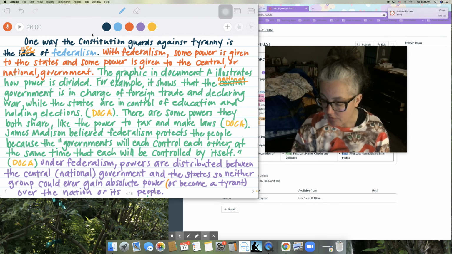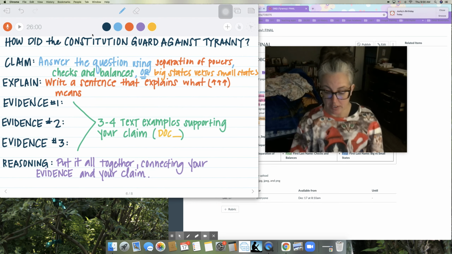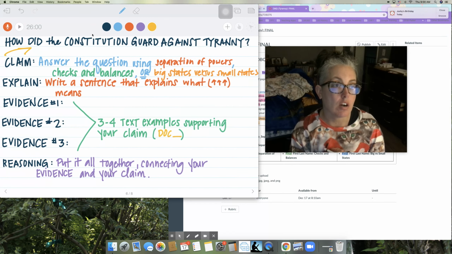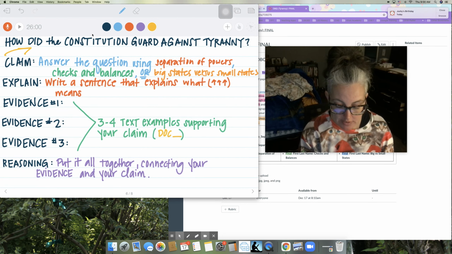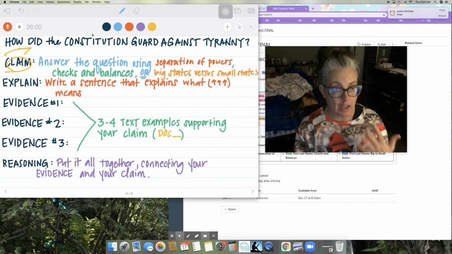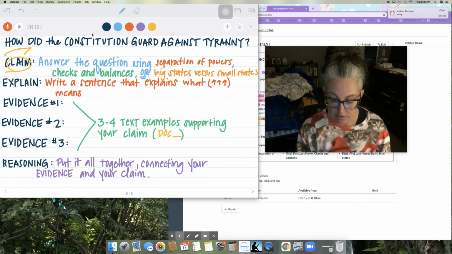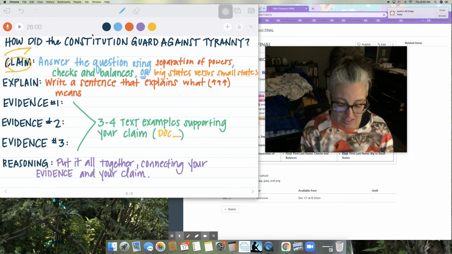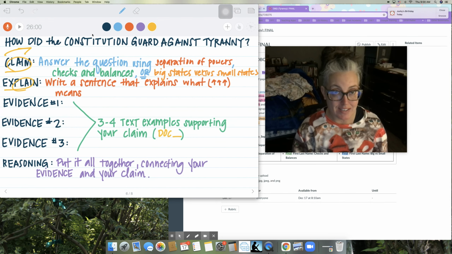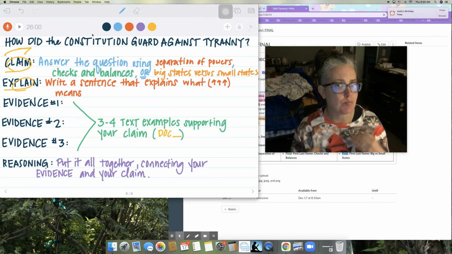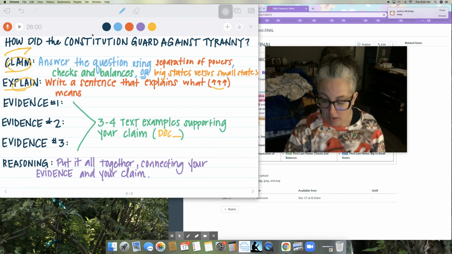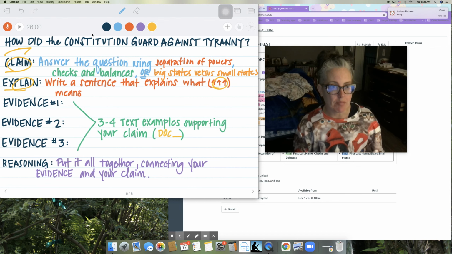All right. So again, for the outline, what I'm looking to see is a restatement of our big question. Okay. I want to see your claim. So you're answering that big idea question using either separation of powers, checks and balances, or big states versus small states. I want to see that you can explain to me what that is. What is separation of powers? What does that mean? What does checks and balances mean? What does big states versus small states mean? I want to know that you understand whatever you chose as your aspect. What does that mean? I want to know that.